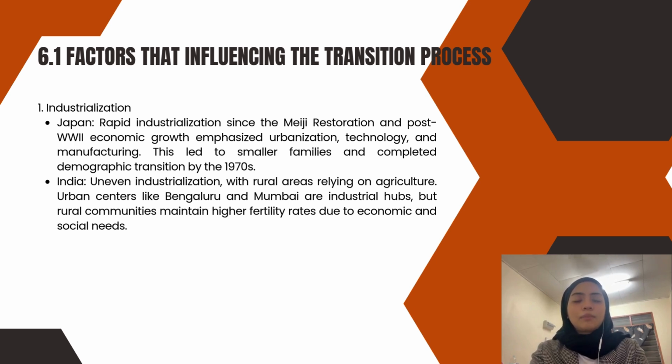And I'm going to explain about factors influencing the transition process. The first one is about industrialization. In Japan, industrialization took off during the Meiji Restoration and surged after World War II. This created urban jobs, better incomes, and a focus on quality of life. Also, families chose to have fewer children, completing their demographic shift by the 1970s.